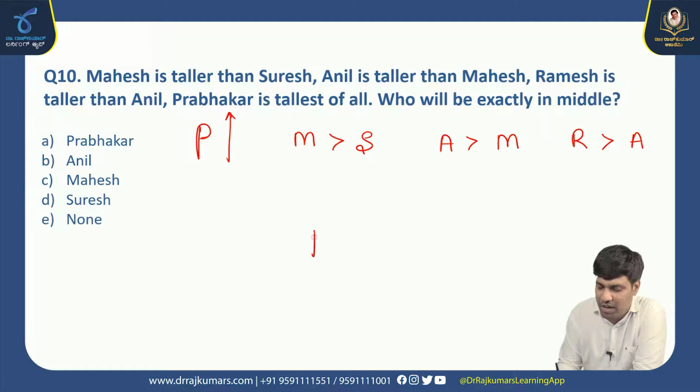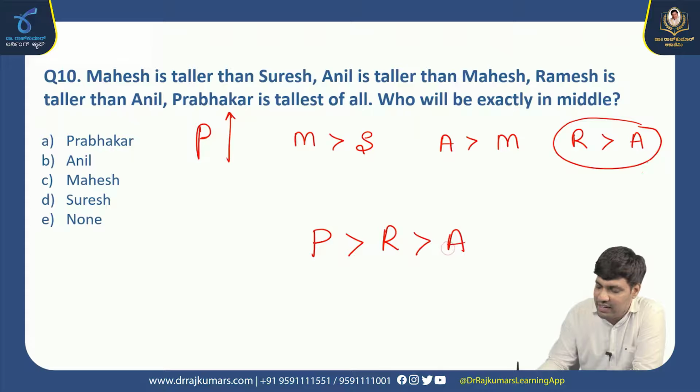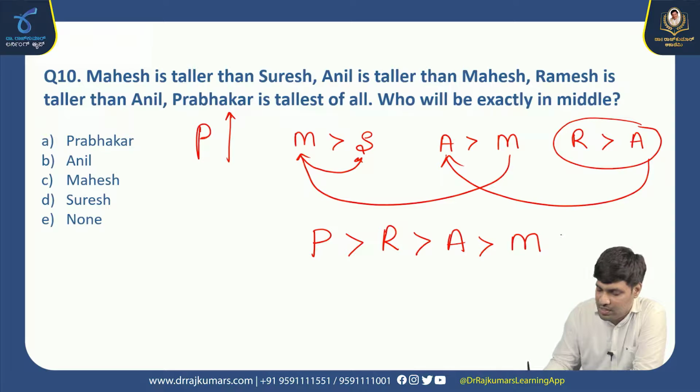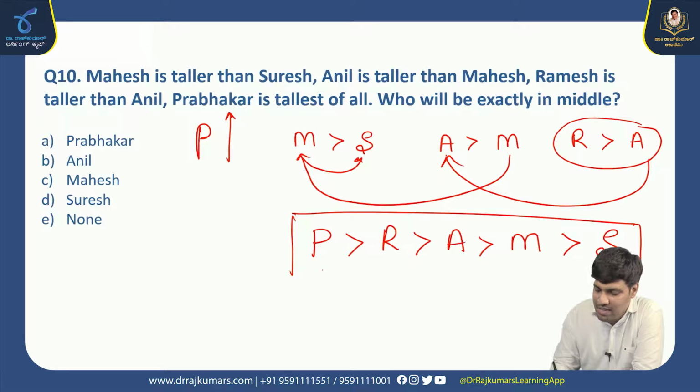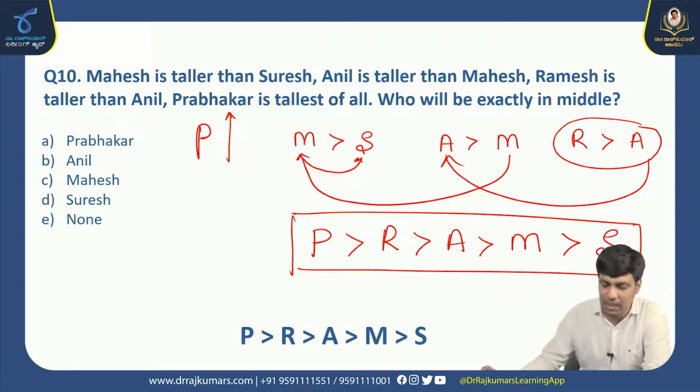In the first position we have Prabhakar, and then R and A. A is followed by M, and M is followed by S. So the right sequence for this problem is P, R, A, M, S. Who will be in the middle? Exactly, Anil is in the middle of the row. So the right option for this question is option B. Moving on to our next question.